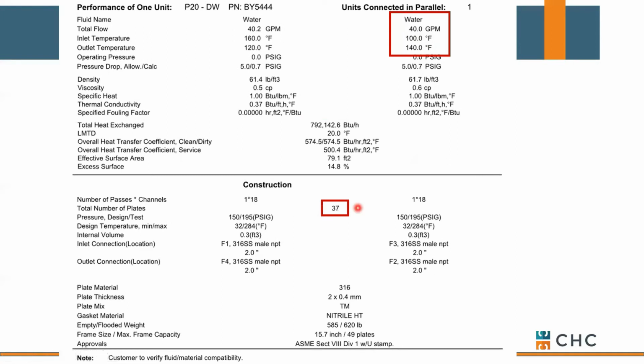Now, if we stayed with our original sizing with 37 plates and our lower flow rate of 40 gallons a minute, but we're seeing 100 degree come out of our storage tank, not 40 degrees, guess what? Our recovery is well less than half of what we need to recover that domestic storage tank.